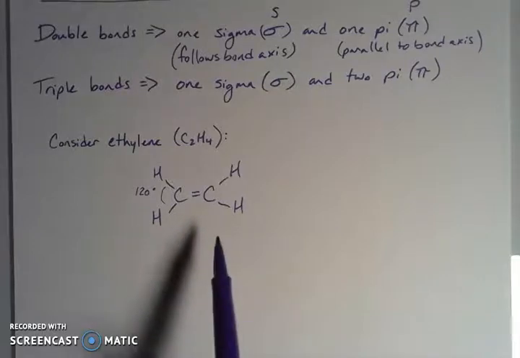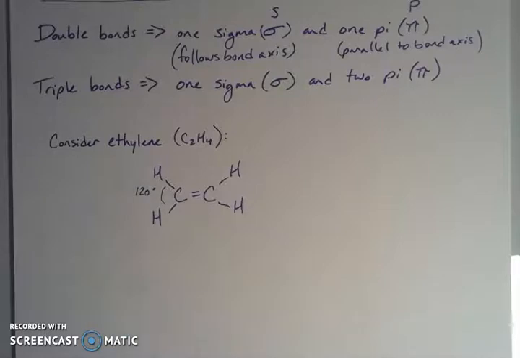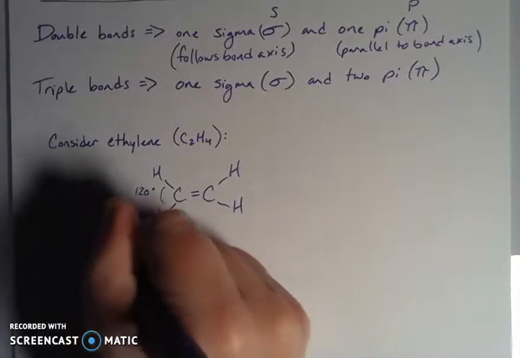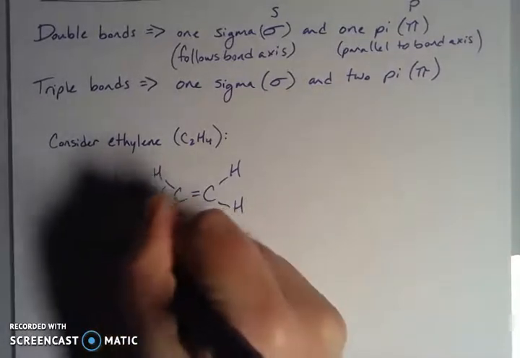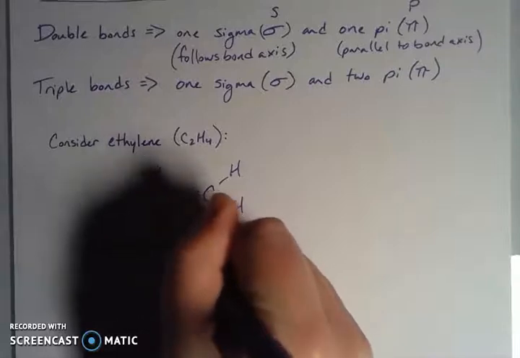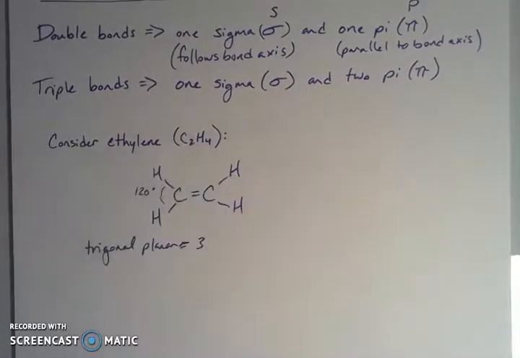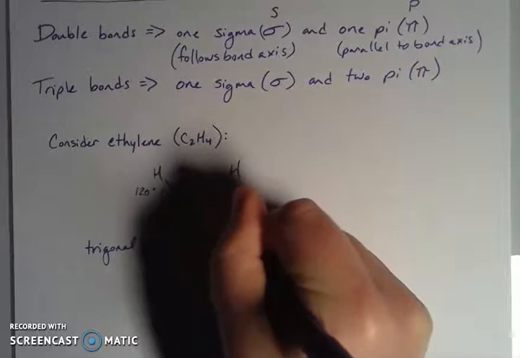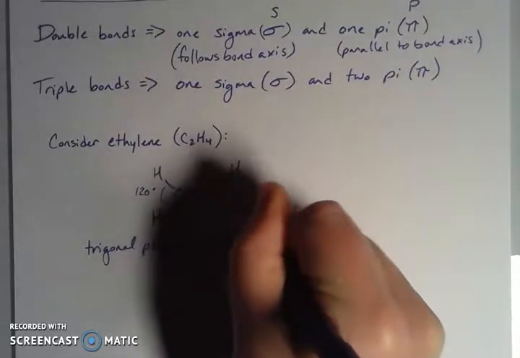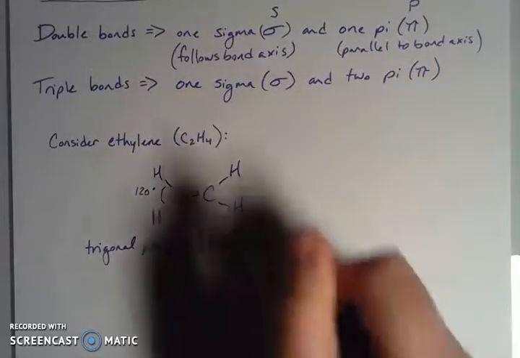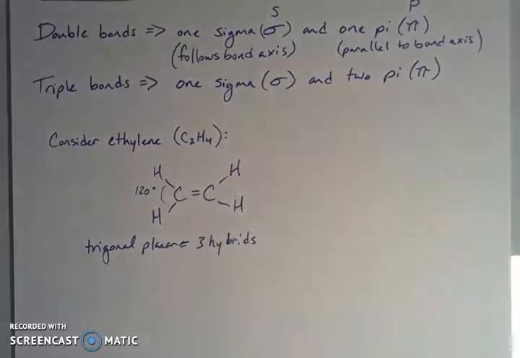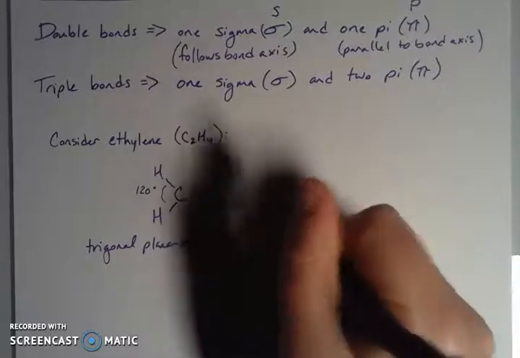So if I have trigonal planar geometry with those 120 degree angles, that comes from three electron pairs around a central atom. If we're thinking about this in terms of hybrid orbitals, that means that I have three hybrids. And if I have three hybrids, then that means that it's coming from three orbitals that I have put together.